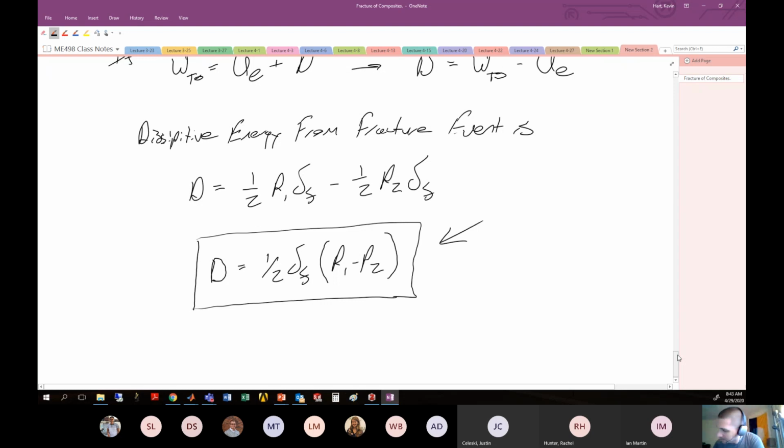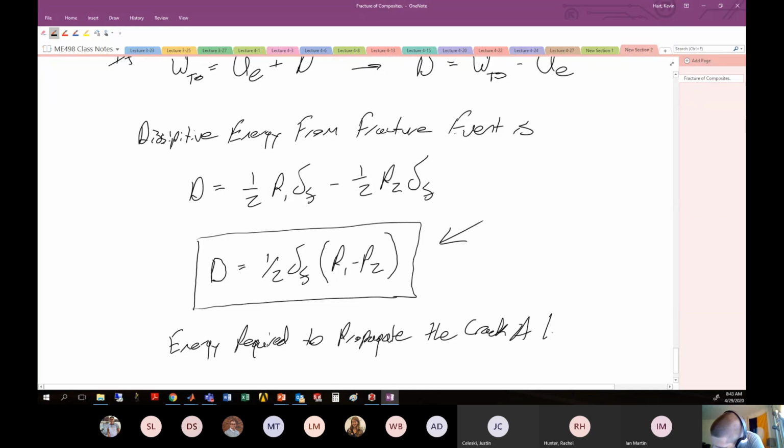So this is the energy required to propagate the crack in length of delta A.